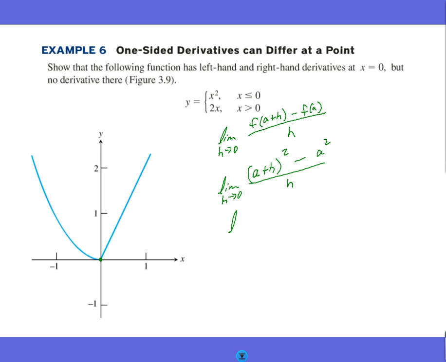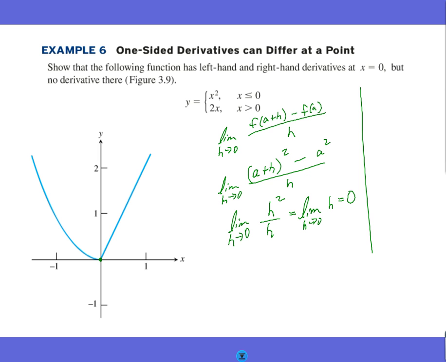What I get now is the limit as h goes to 0 of h squared over h, which is equal to the limit as h goes to 0 of h, which is then equal to 0. So the slope at the point 0 is approaching 0. That makes sense on the left-hand side.